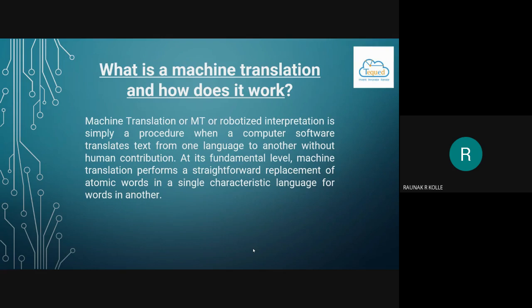Machine translation, or MT, or robotized interpretation, is a simple procedure where computer software translates texts from one language to another without human contribution. At its fundamental level, machine translation performs a straightforward replacement of atomic words in one natural language for words in another.